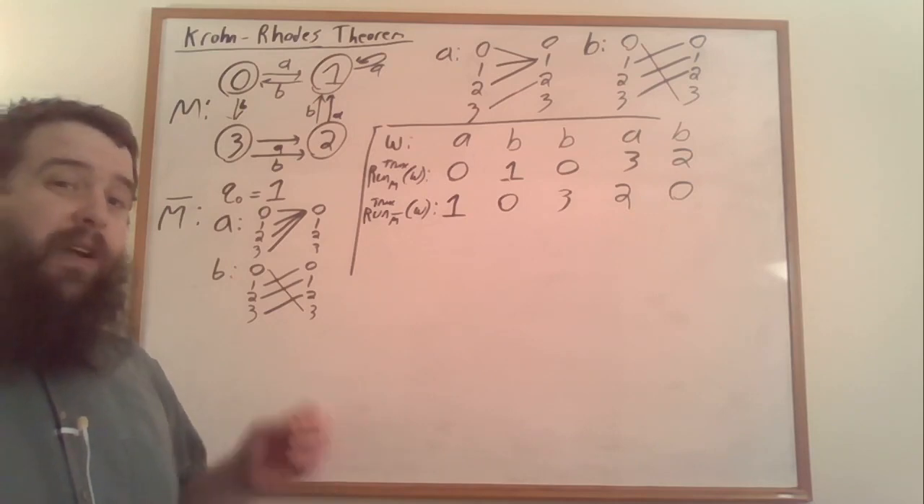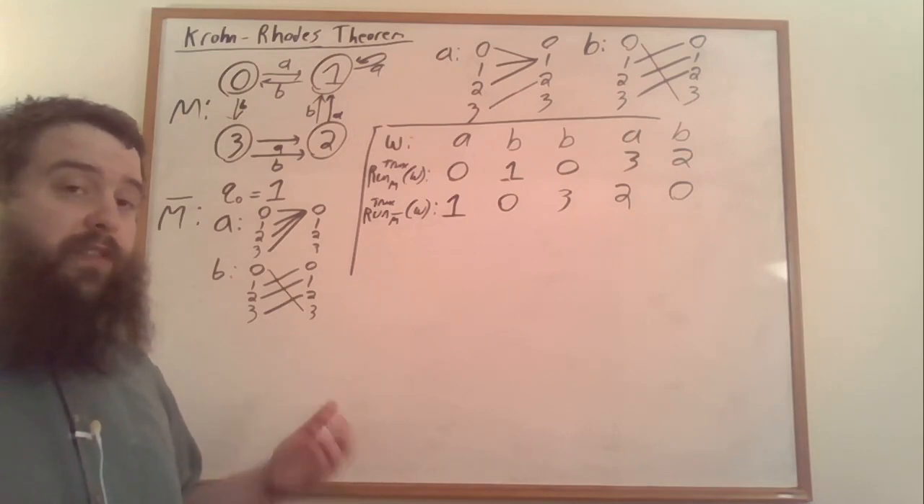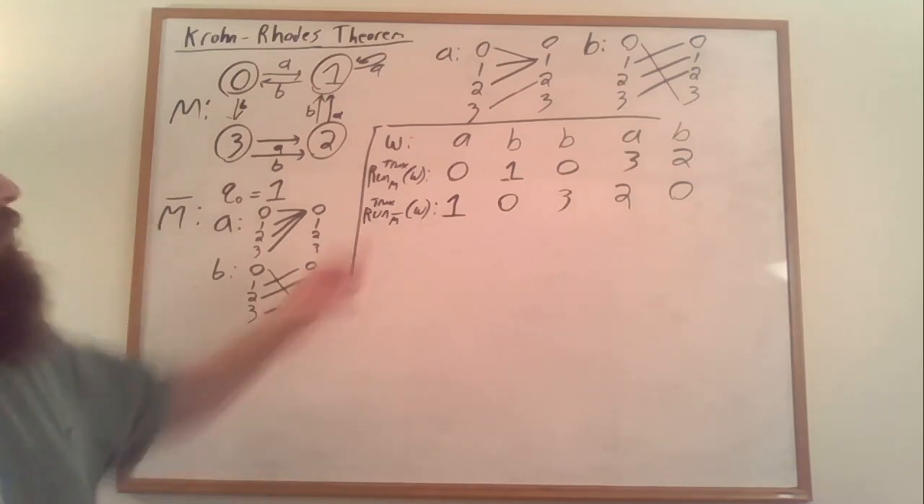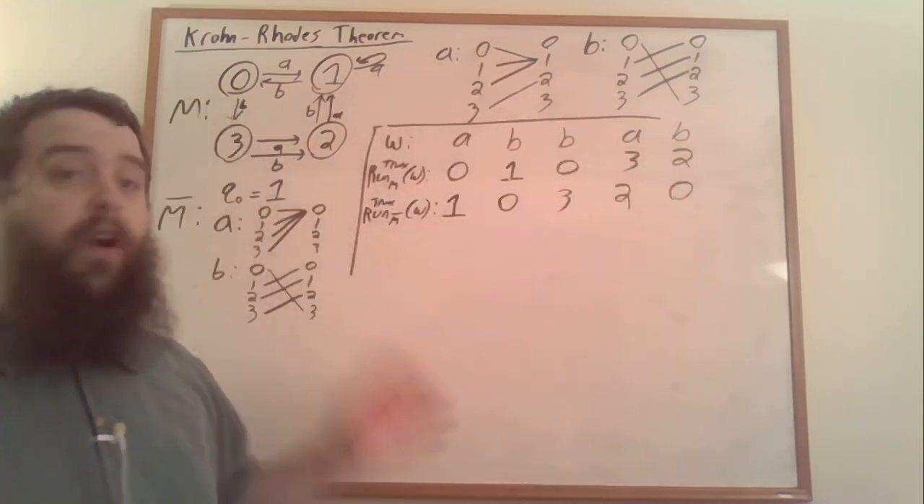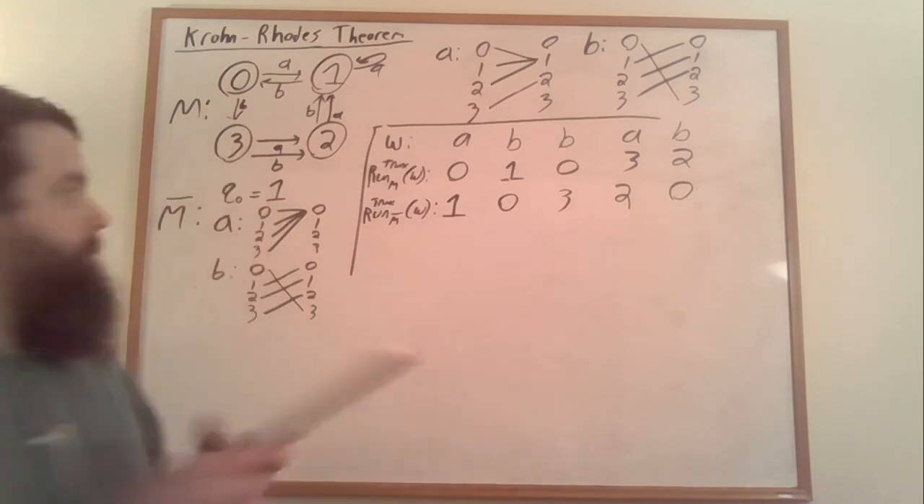In order to get more clarity about what this decomposition is going to look like, I want to draw out the arrow diagrams for this entire input here, for our original automaton M.